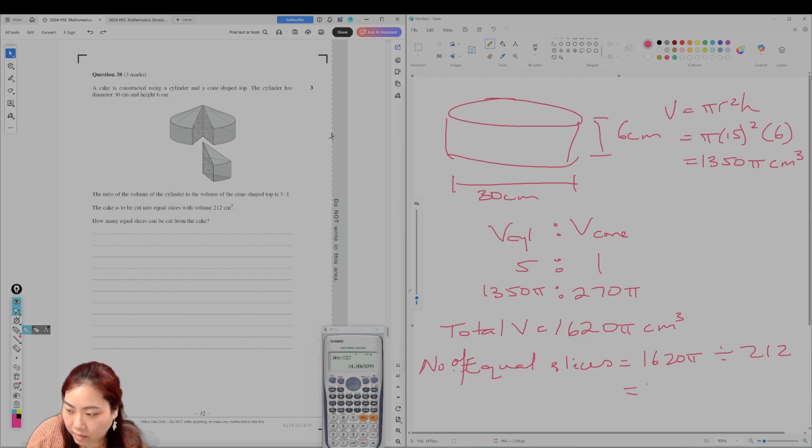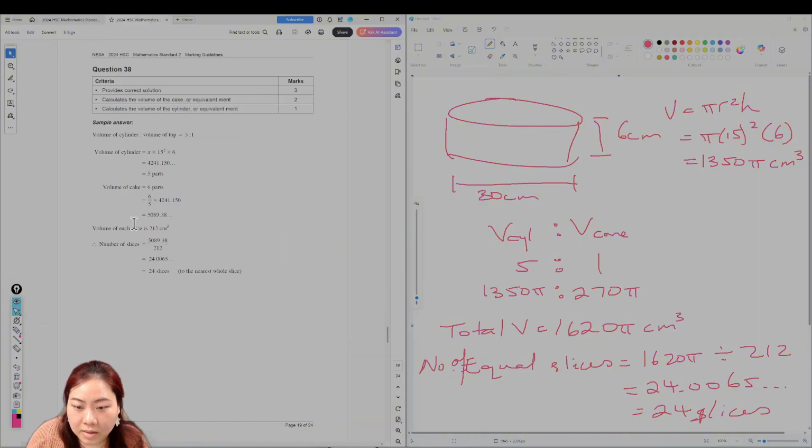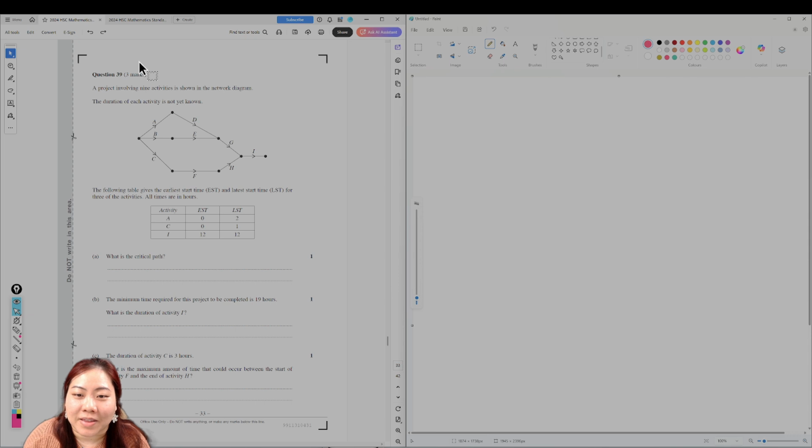We can have 24.0065 of those pieces, so therefore we can have 24 slices. I hope I got this. Let's find out. 38. Yeah, 24 slices to the nearest whole slice. Nice.